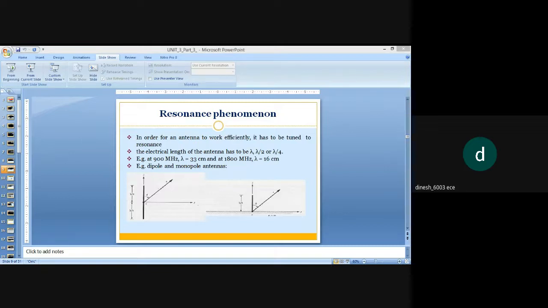Next are some examples of monopole antennas. You can see in the diagram the earlier mobile phones that were used, which had whip antennas. This is the diagram of a mobile phone which consists of a whip antenna. This whip antenna is cheap, simple, and has good performance. This was used for long modern handsets.